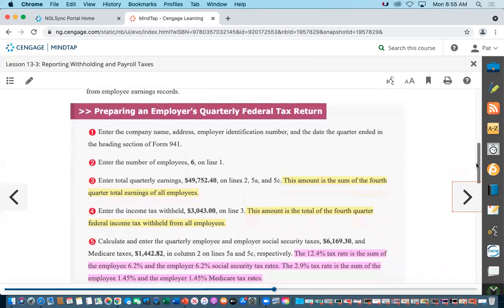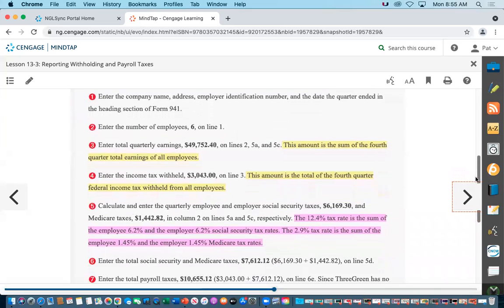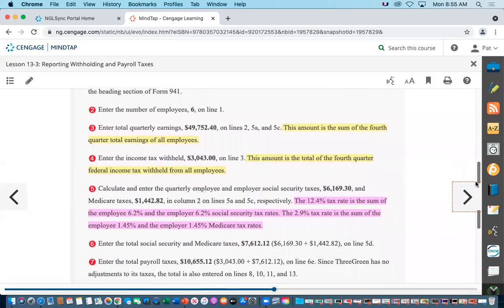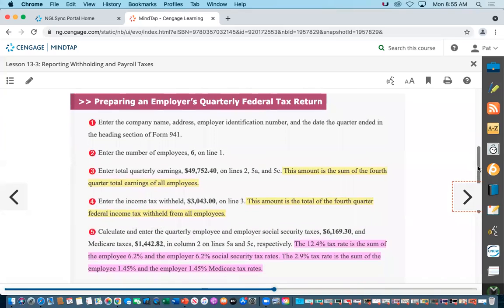So all these steps are how we're going to fill this out, but it's hard to show because you've got one page with the form, one page over here with all these steps. So like, how do they get these quarterly reports? This is the amount of the sum of the fourth quarter total earnings. I will show you what that means. Probably doesn't mean much to you until you do it. And that's why we've got to do the work together.